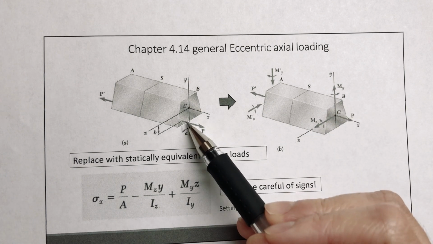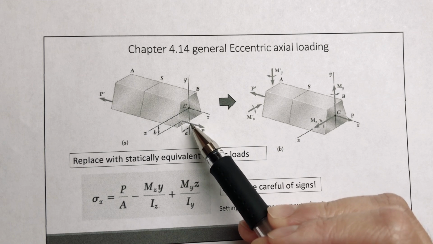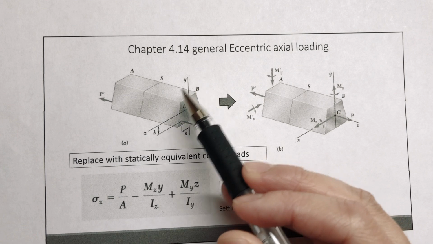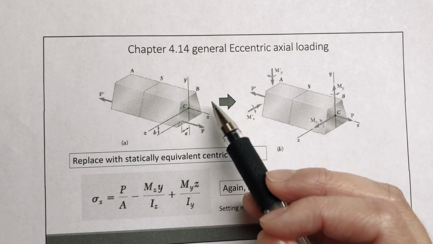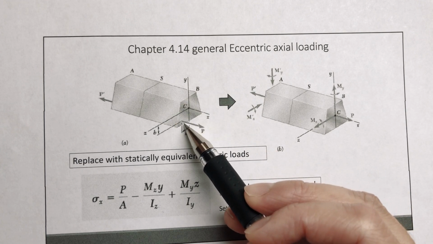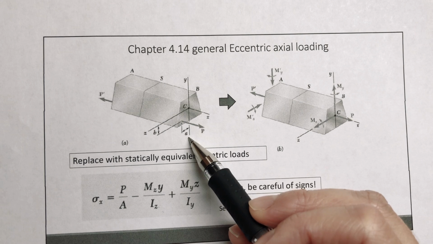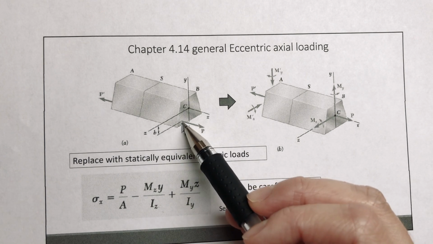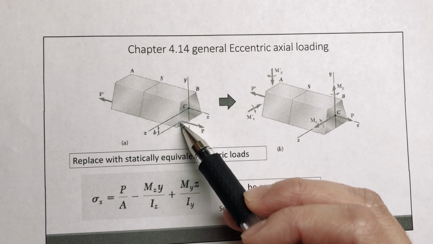Okay, you see this load is going to cause a moment about the y-axis. Okay, and the moment arm is A. It's also going to cause a moment around the z-axis, and the moment arm for this load is B.